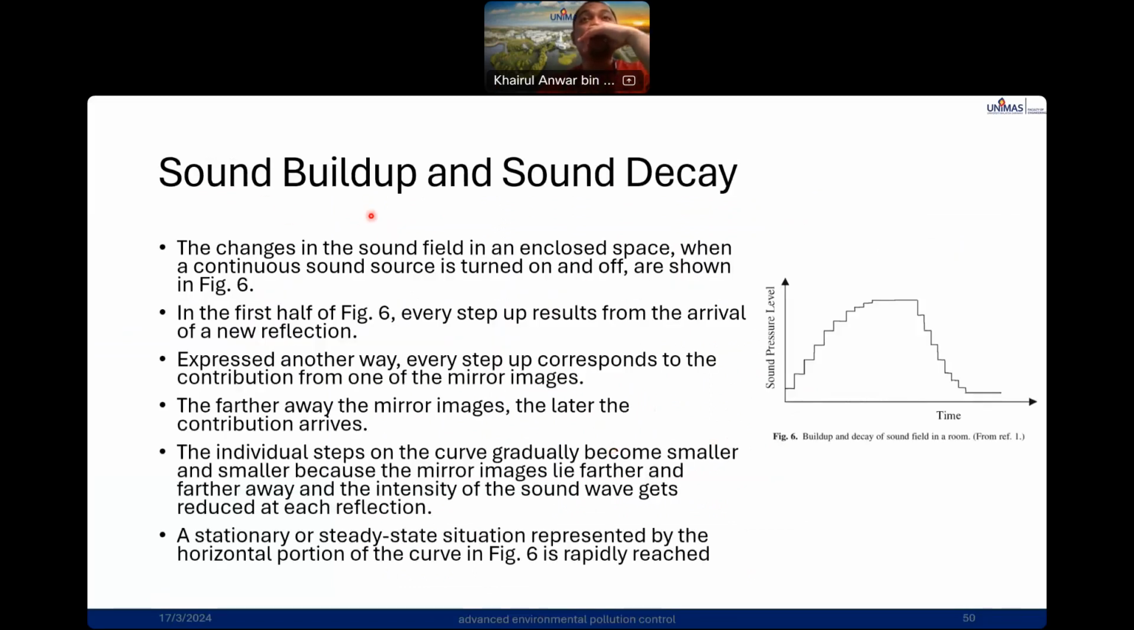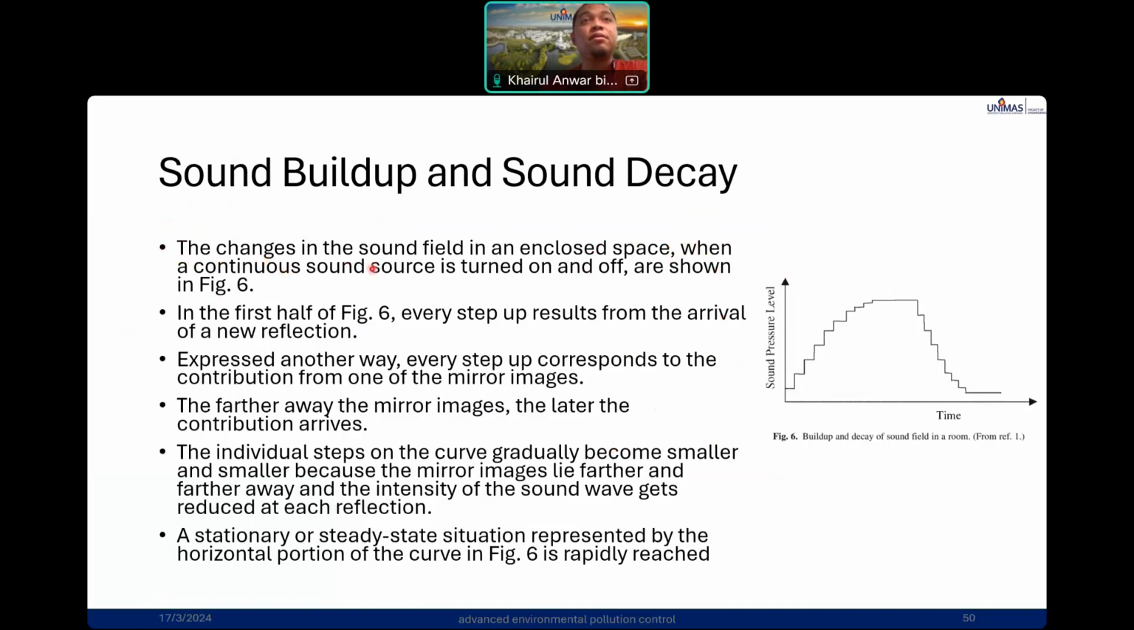This is sound build-up and sound decay. Why do we need to learn this? Because later on we go into noise control. There will be some calculation.